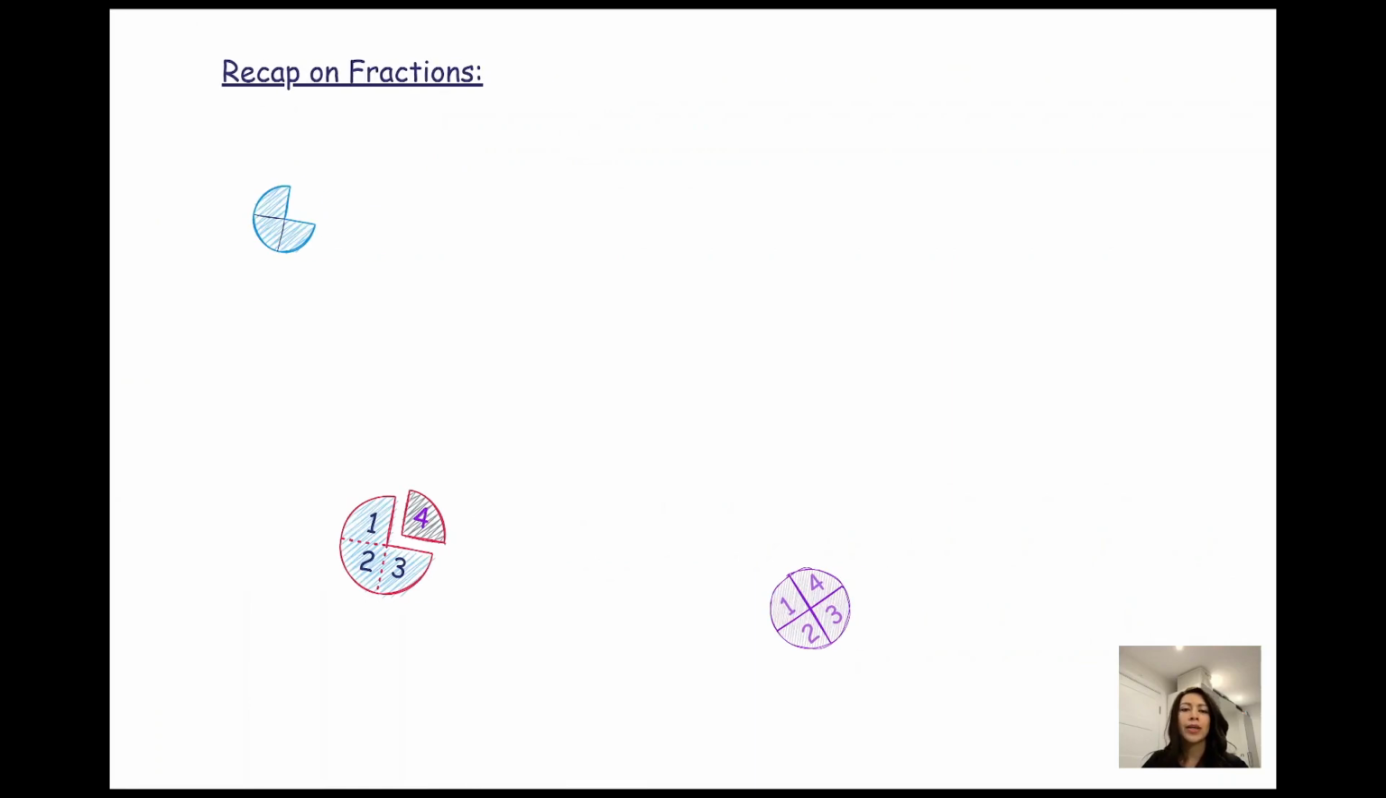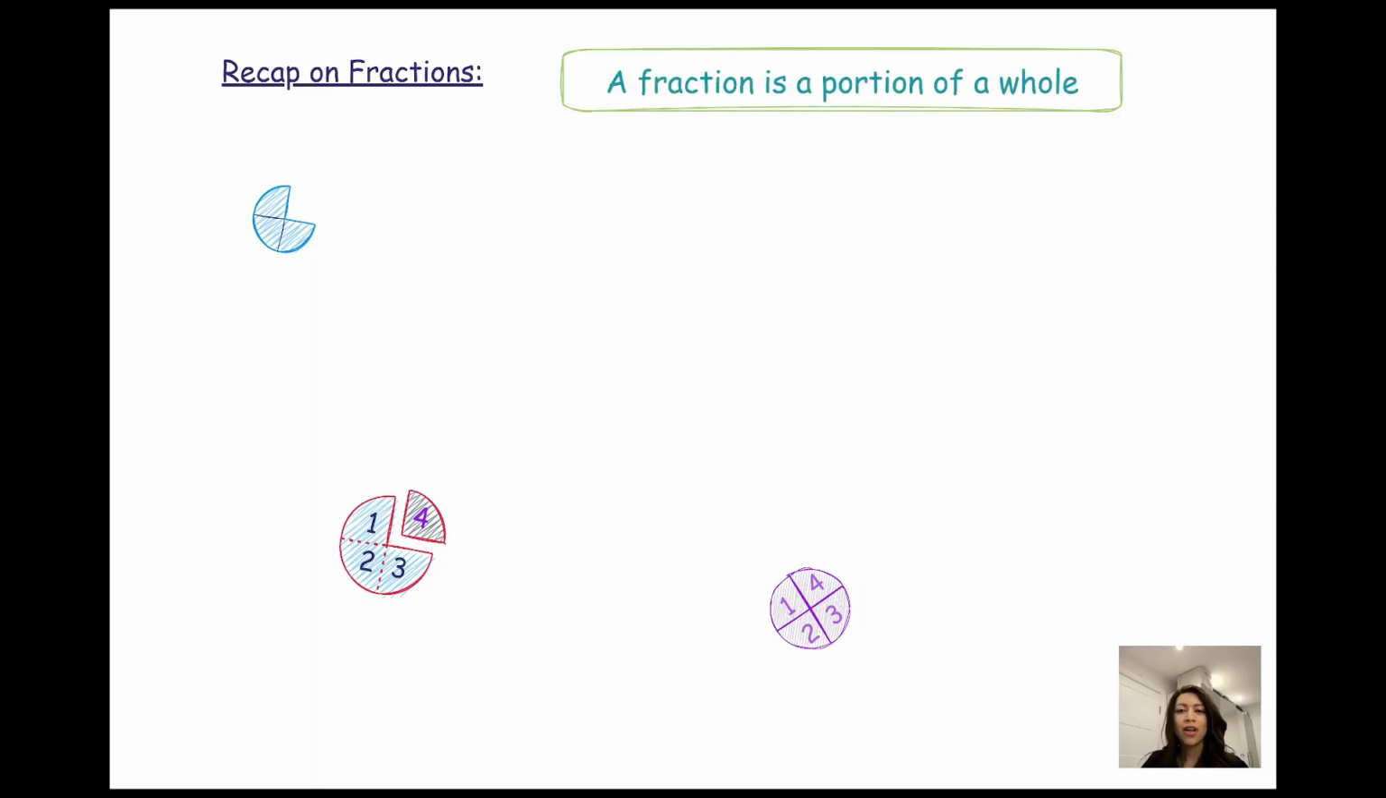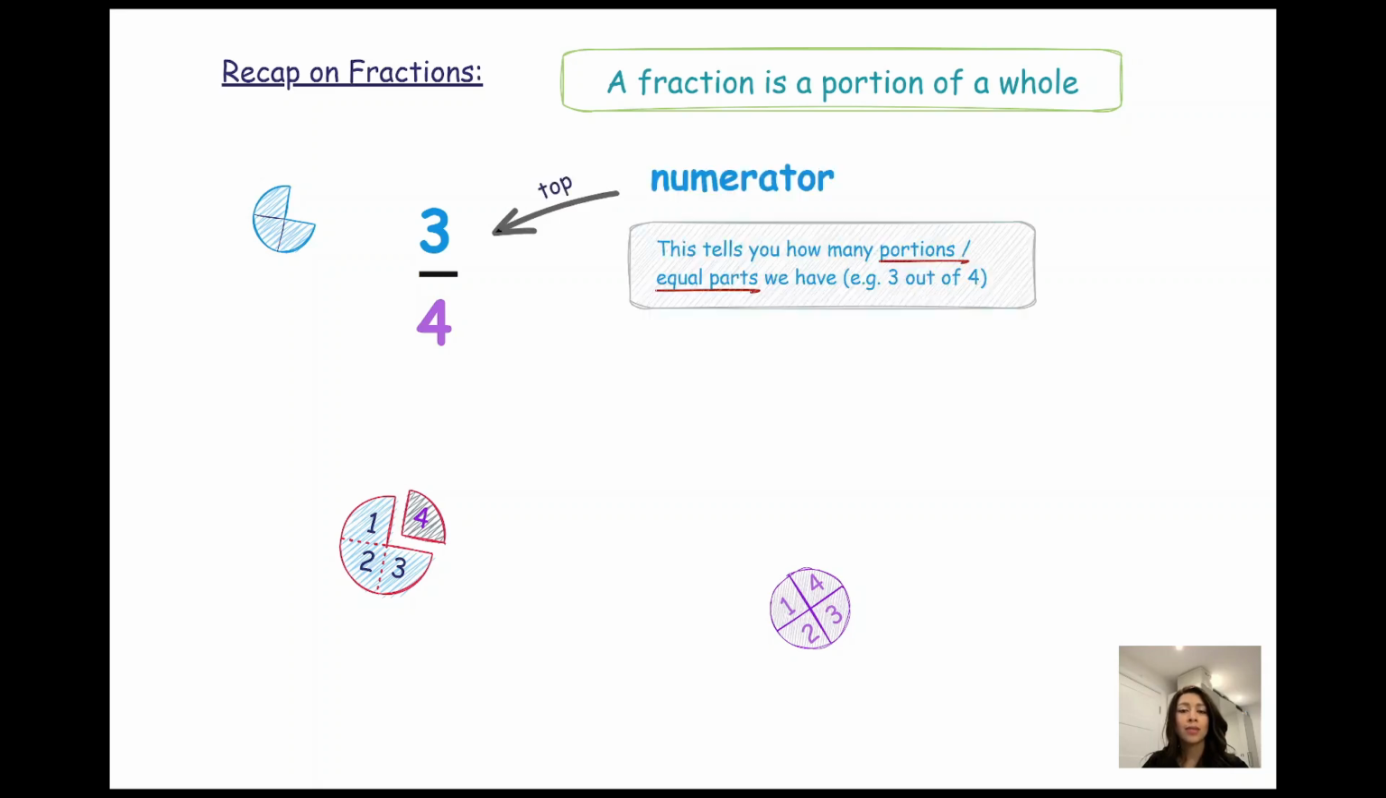Let's have a quick recap on fractions, following our earlier video on Introduction to Fractions. A fraction is a portion of a whole. Here we can see 3/4 is written as a fraction. Now, the number at the top is the numerator. This tells you how many portions or equal parts we have. So, for example, here we have 3 equal portions out of a possible 4.